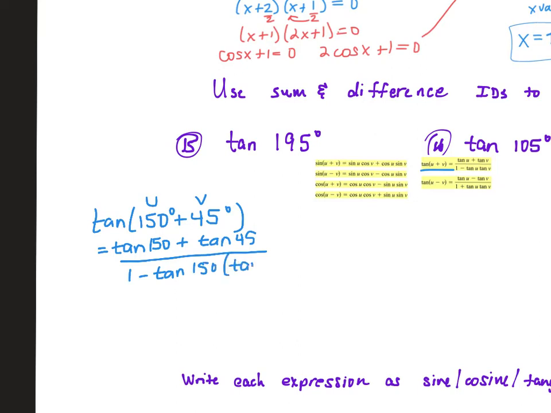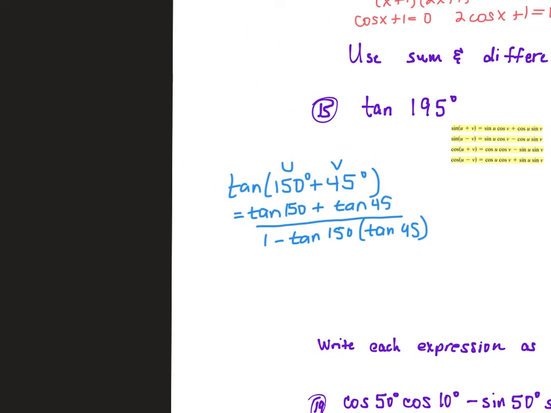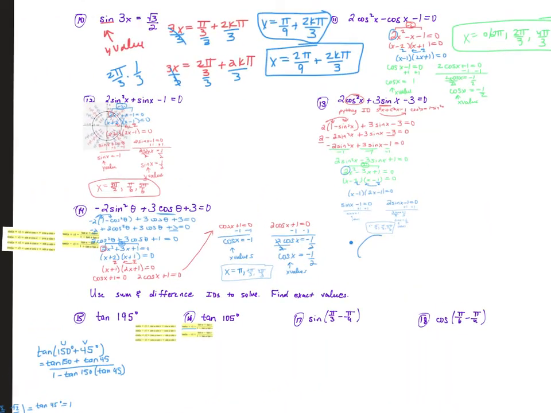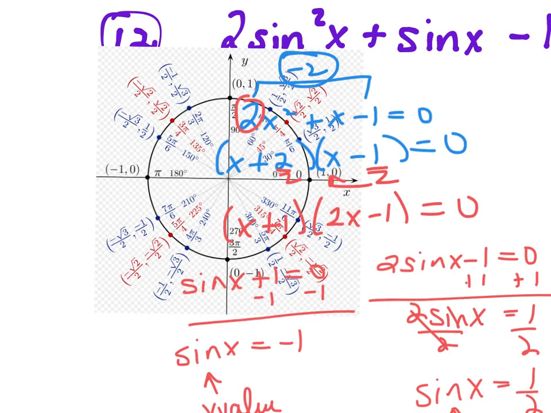times tangent 45. Now the way that you would work this out, guys, the easiest thing to do is say, okay, what is the ordered pair at 150 degrees? What is the ordered pair at 45 degrees? Well, I know off the top of my head that 45 is root 2 over 2, comma root 2 over 2. And the tangent of 45, when I put root 2 over 2 divided by root 2 over 2, is just 1. The ordered pair at 150, we've got to go to our unit circle. And the ordered pair here is negative root 3 over 2, 1/2.